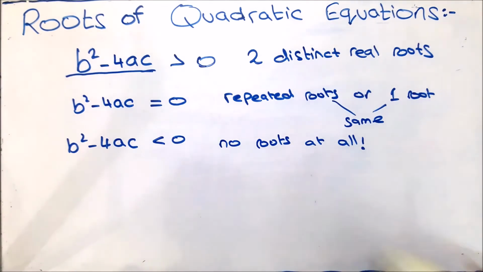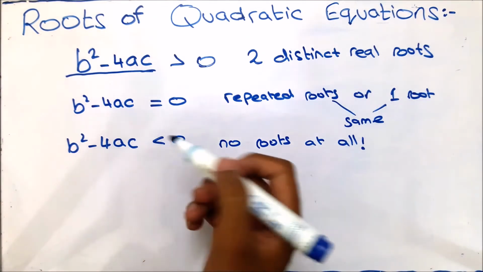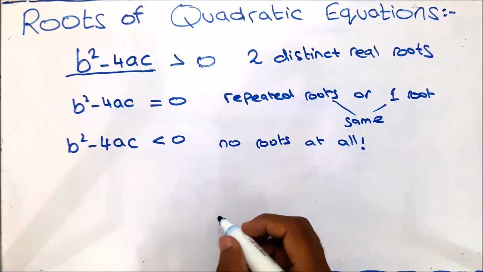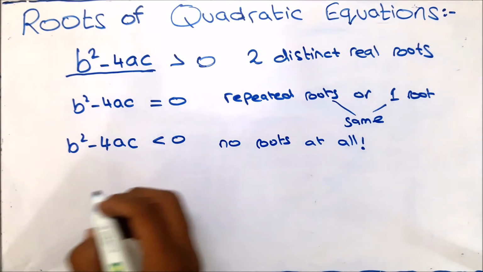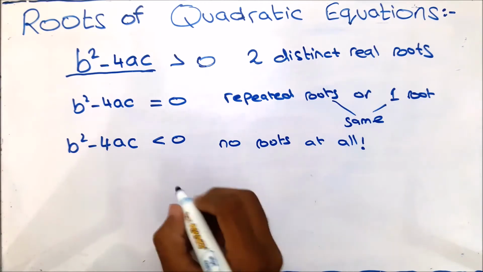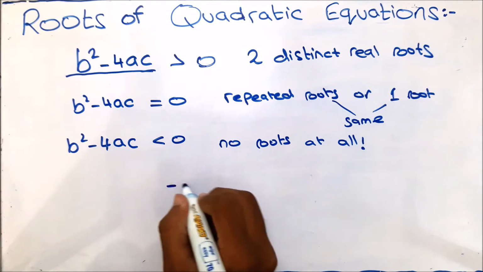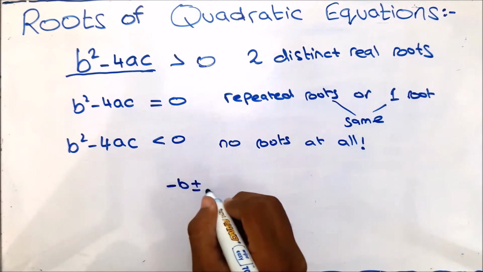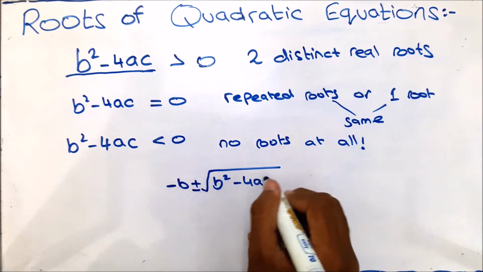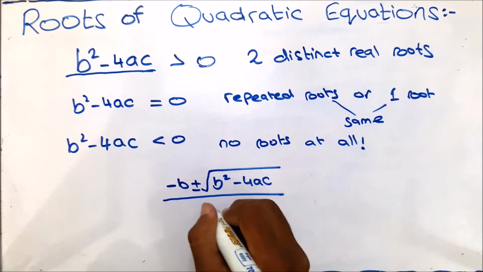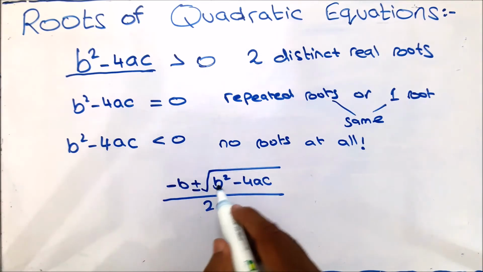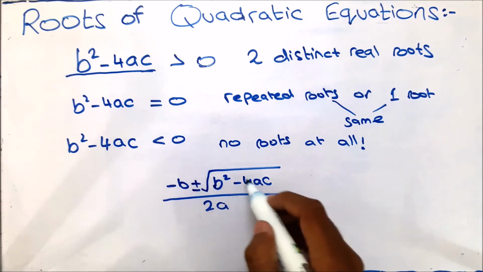Okay, so what is this b squared minus 4ac? It's actually part of the quadratic formula. If you remember, you can go and check its video. Its link is in the description below. The formula is x equals minus b plus minus the square root of b squared minus 4ac, divided by 2a. You see this b squared minus 4ac is taken from here.